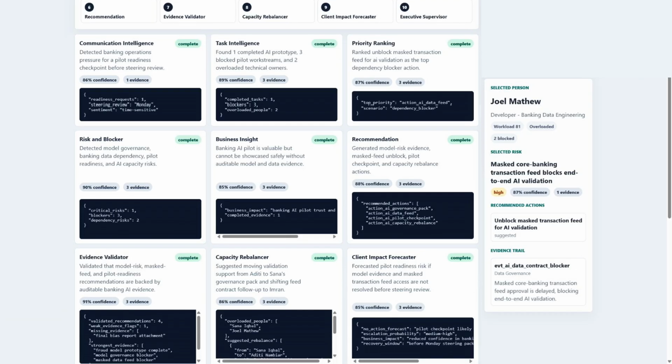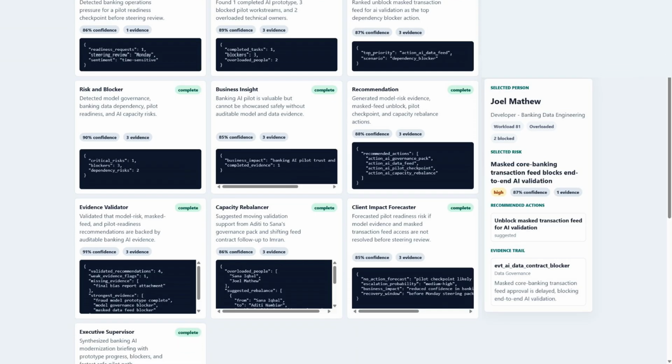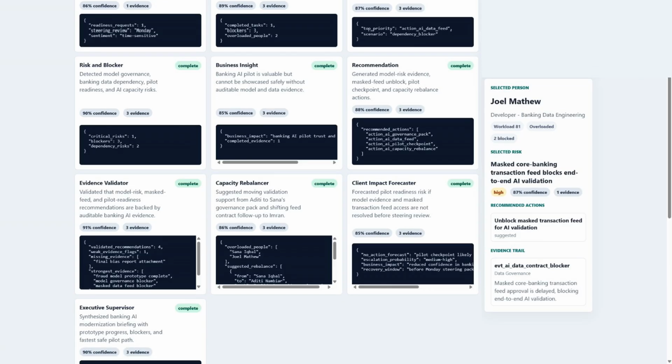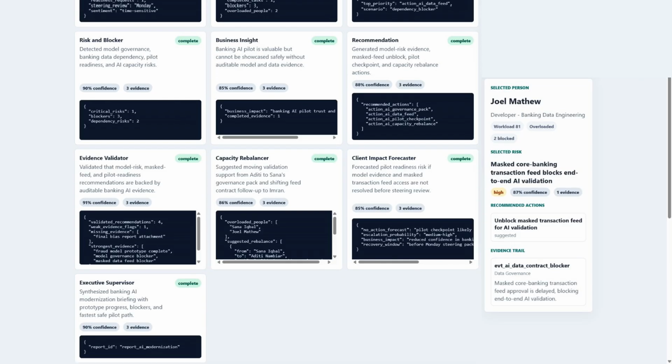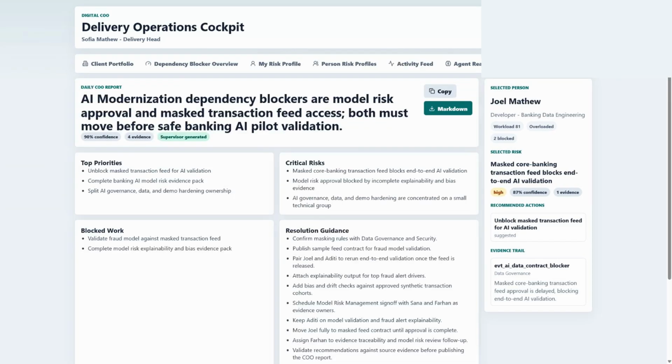The activity feed shows how the operating picture changes as work signals arrive. Completed tasks, new blockers, escalations, workload pressure, and agent outputs are normalized into the same decision flow. Finally, the COO report closes the loop. It summarizes what changed, what is blocked, what is risky, what action should happen next, who owns it, what evidence supports it, and how confident the system is.